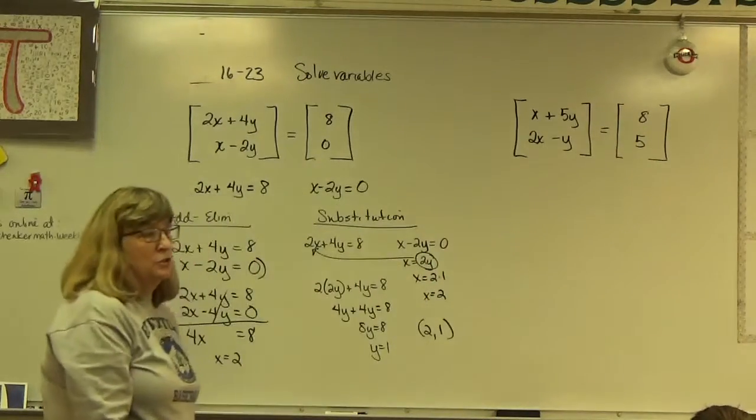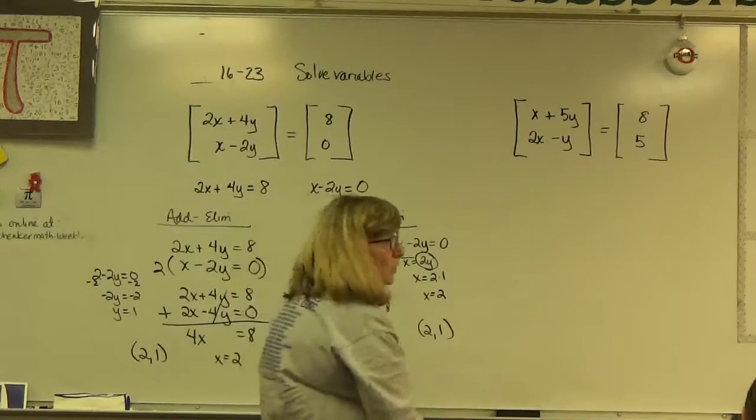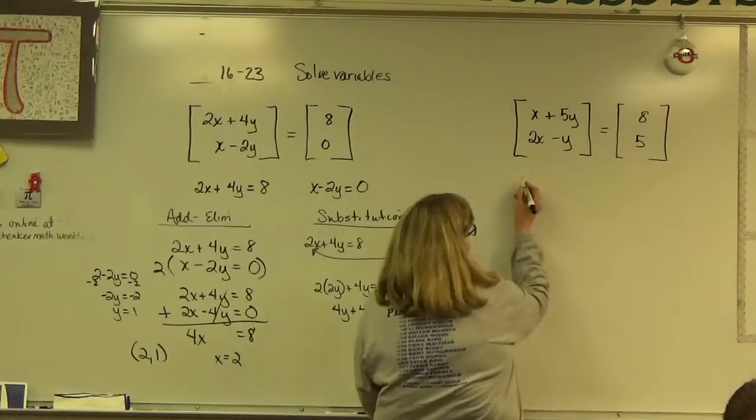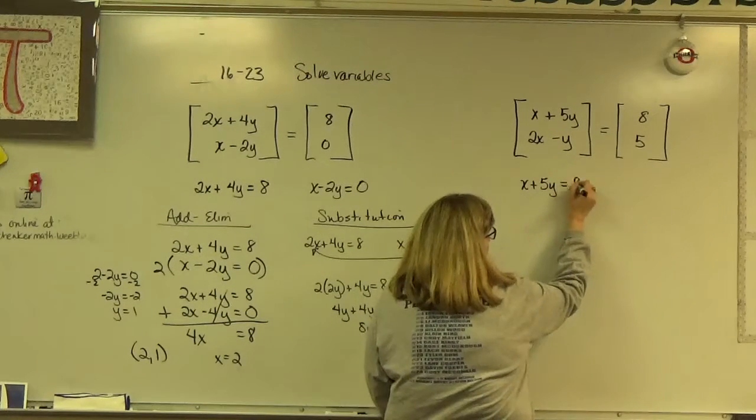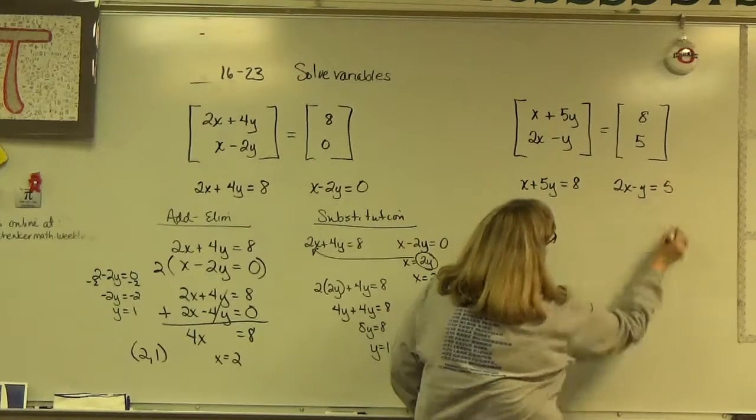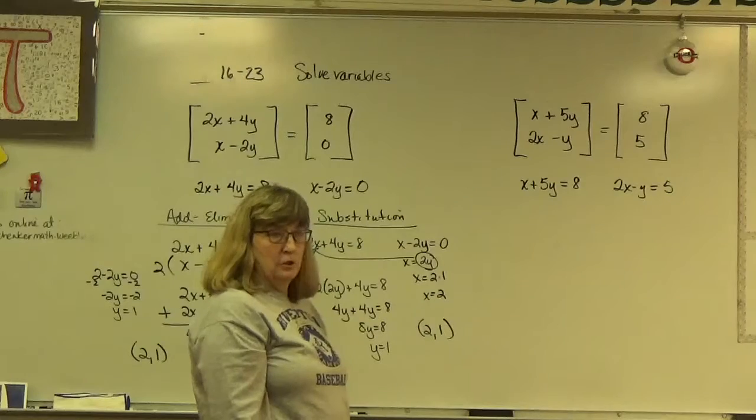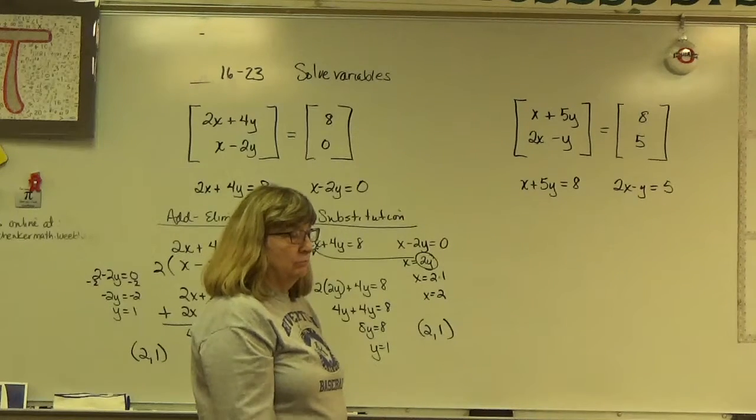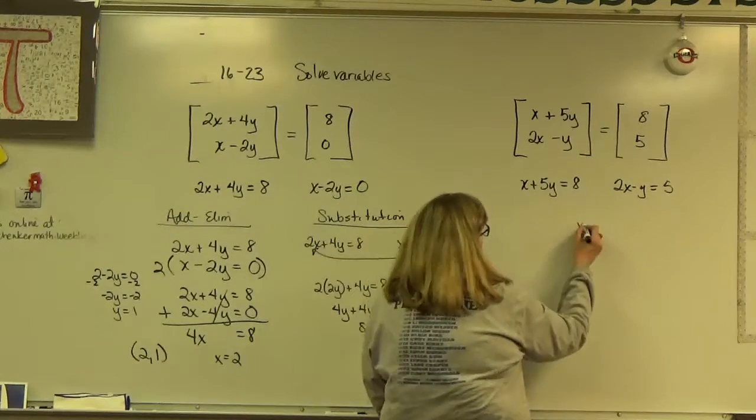Okay, so what are my dimensions? It's 2 rows and 1 column, so 2 by 1. So my first position would be x plus 5y equals, and the second one would be, now which method do you guys want to use? Elimination? You like elimination better? Okay, so we need to line them up.